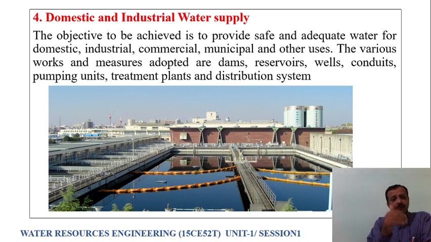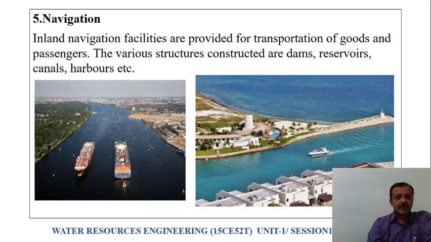Not only for domestic use, water is required for industrial use, commercial use, and also municipal use. Various units which come under water supply are the reservoirs, wells, conduits, which are the pipes, the pumping units, the treatment plants, and the distribution system. All this comprises domestic and industrial water supply.